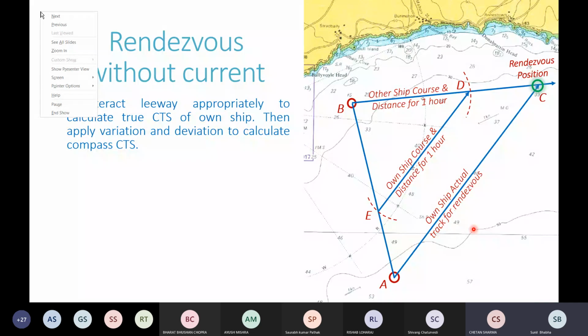Right beta, for the target ship also, if it says that the wind is same in the target ship location and our location, we will apply that to the target ship vector also.